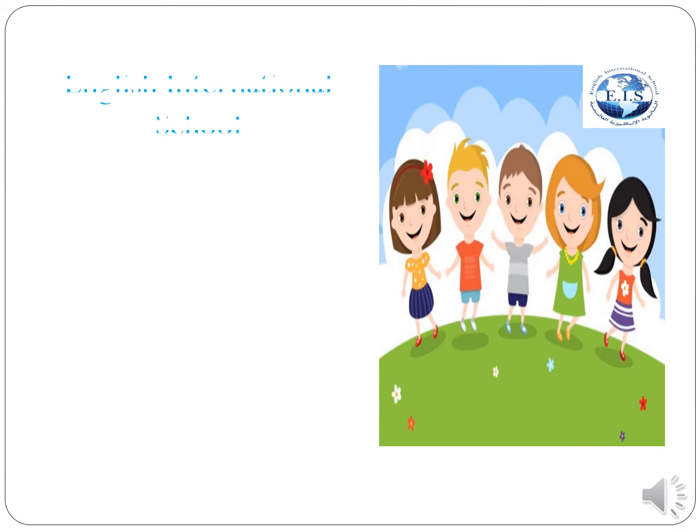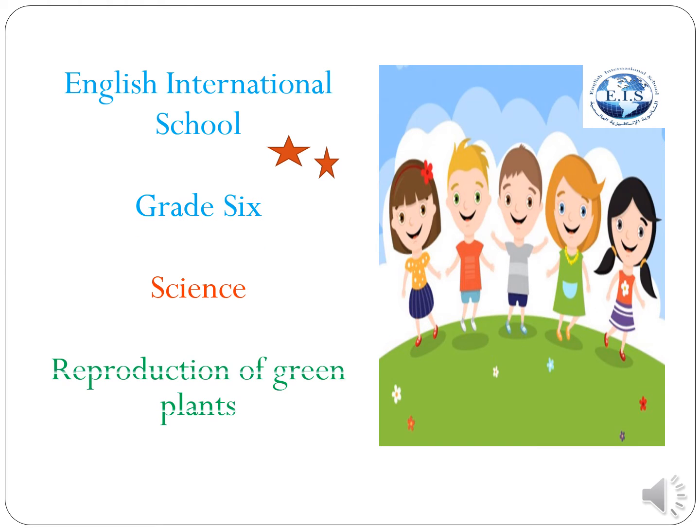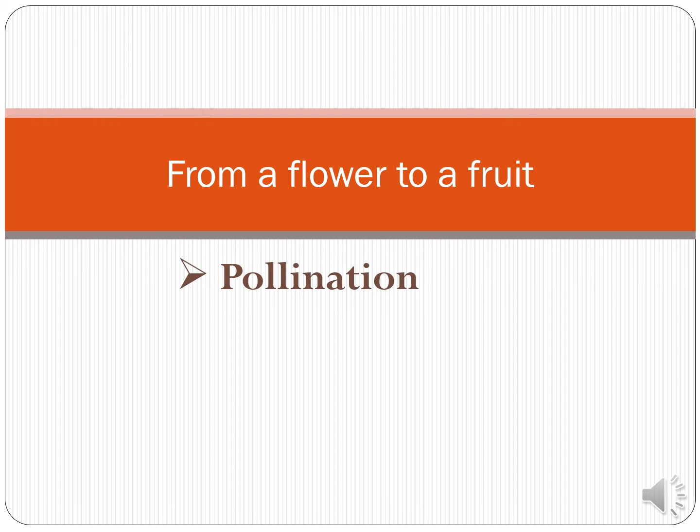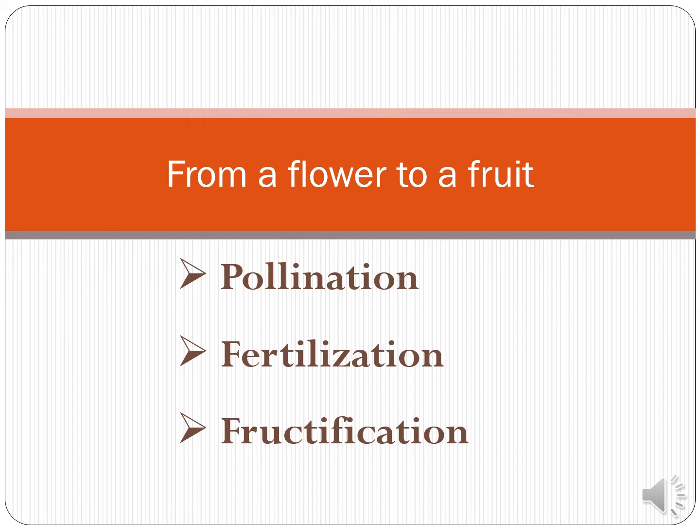Dear 6th graders, we are going to continue our science lesson, which is reproduction of green plants. From a flower to a fruit, we will talk about 3 steps. First step is called pollination. The second step is called fertilization. And the third step is called fructification.